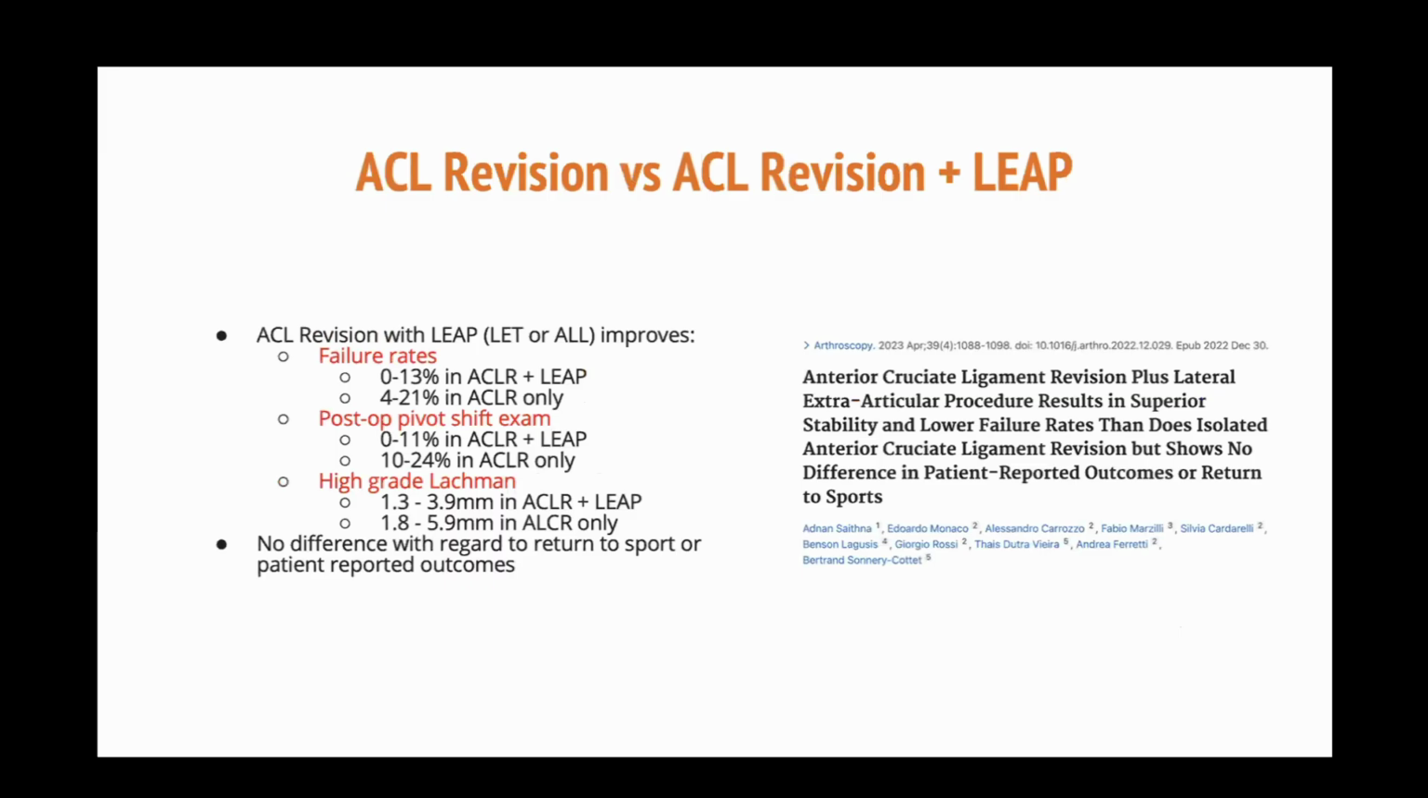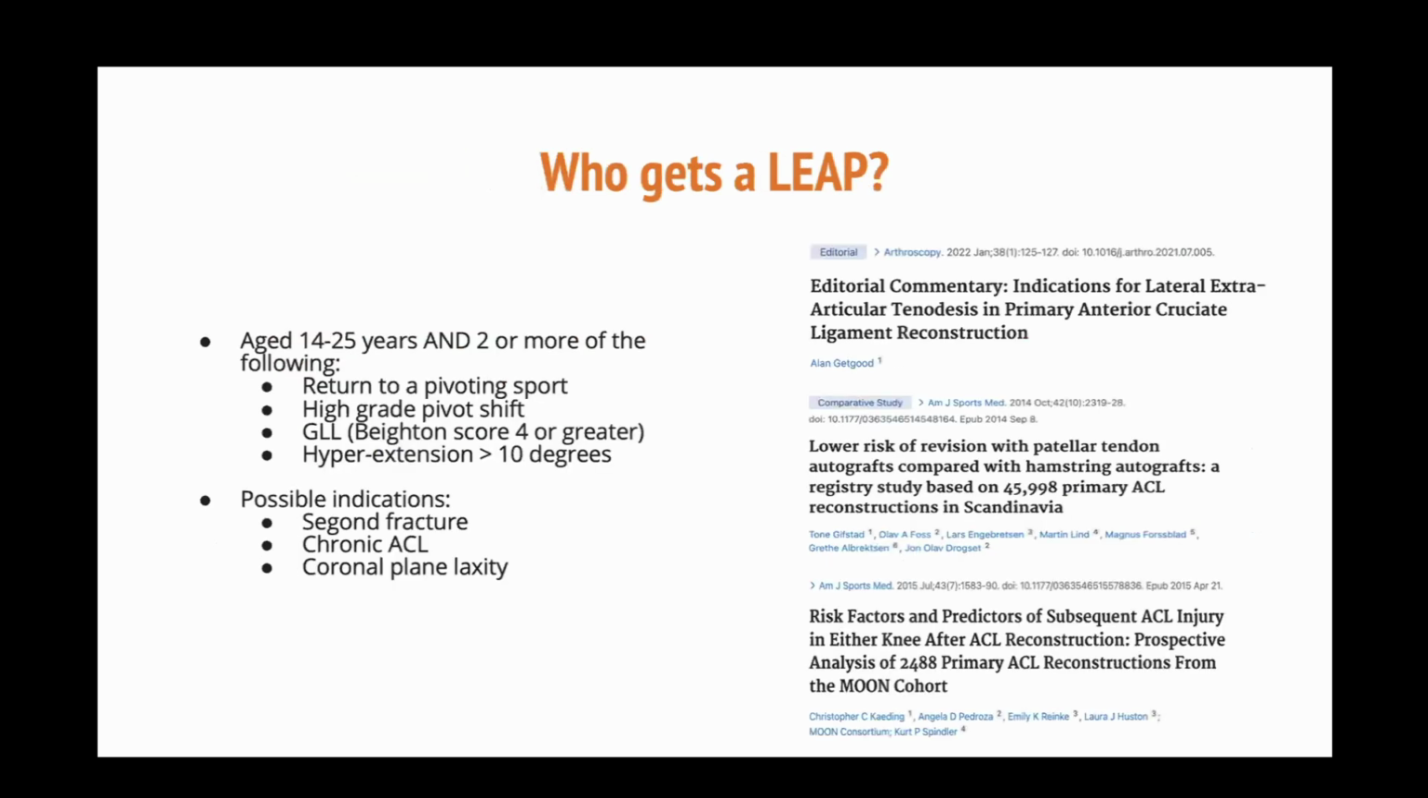So, how about the revision setting? I think a lot of us would look to do one of these in the revision setting. Dr. Park talked a little bit about this in his talk. ACL revisions with extra-articular procedures improve failure rates, improve post-op pivot shift exam, and improve high-grade Lachman, but it has not been shown to provide a significant difference with regard to return to sport or patient-reported outcomes. So when should we consider doing a lateral extra-articular procedure? This is some criteria that's been published, particularly by Alan Getgood from the STABILITY trial.